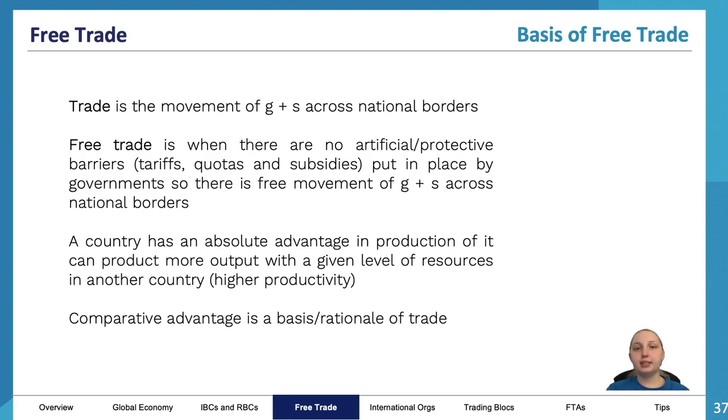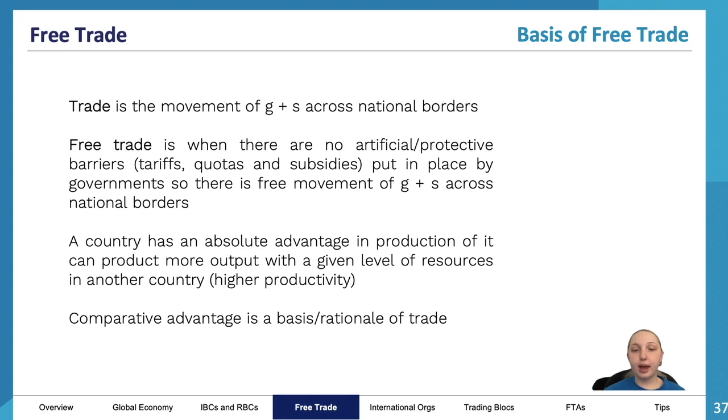So, starting with the basis of free trade. Trade is essentially the movement of goods and services across national borders. And then free trade is when there are no artificial protective barriers. That being tariffs, quotas, and subsidies, the big three you need to know about in Y12 economics. So there's no artificial protective barriers put in place by governments, so that there is free movement of goods and services across national borders.